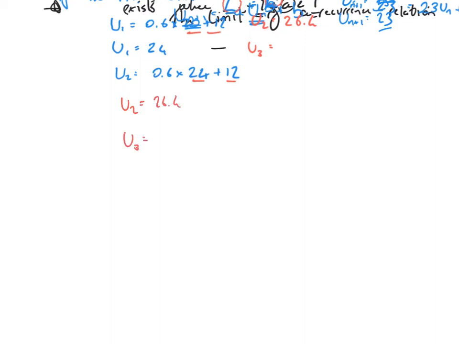Now the calculator recognises the recurrence relation. I've shown the working twice, and I can now just start hitting the equal sign. So the next one, u3, will be 27.84. And then hit the equal sign again for u4, 28.704.